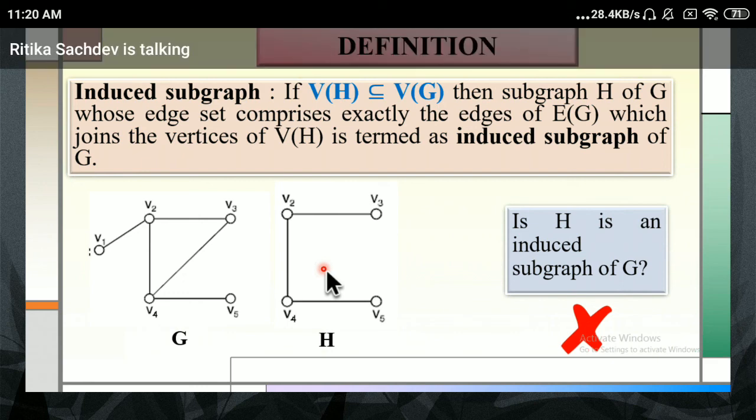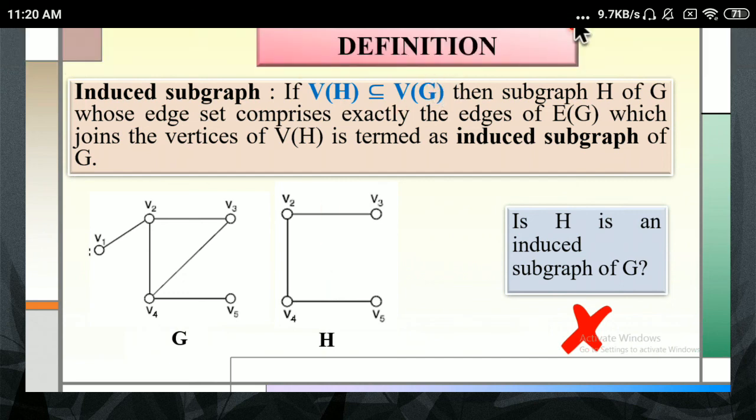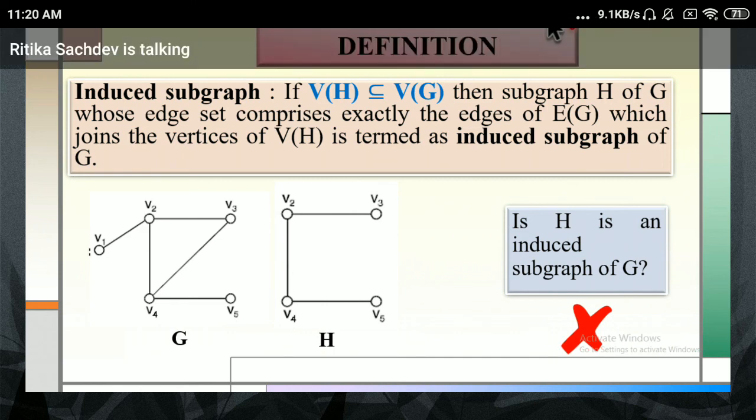Is this point clear about induced subgraph? What are we doing in the induced subgraph? If there is any vertex in G which is not in H, then you're removing all those edges which are incident on that particular vertex. So it is as good as from graph G, you have removed the vertex V1 and then you are getting the subgraph.